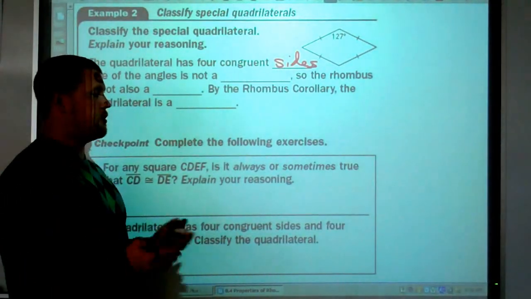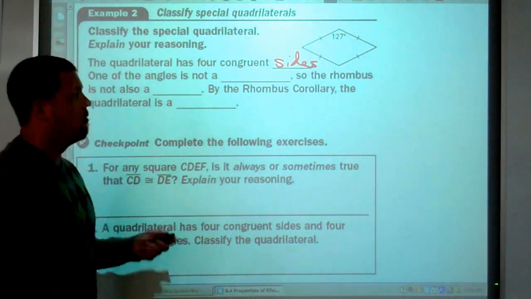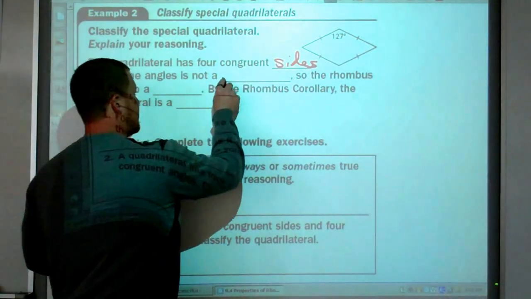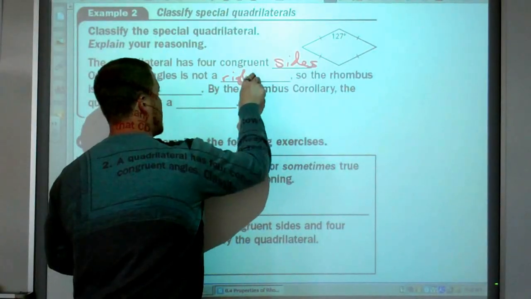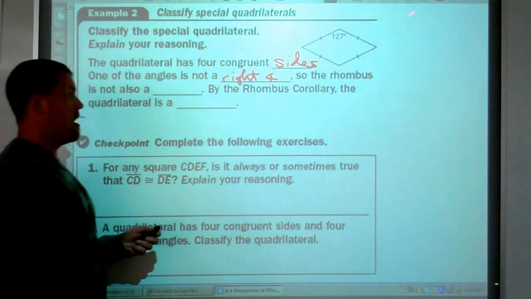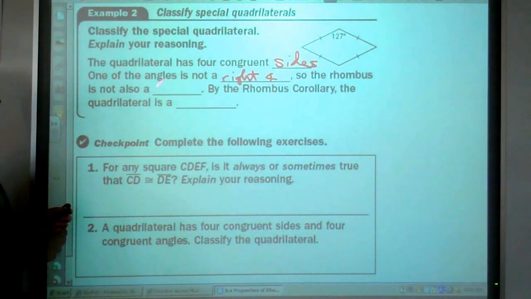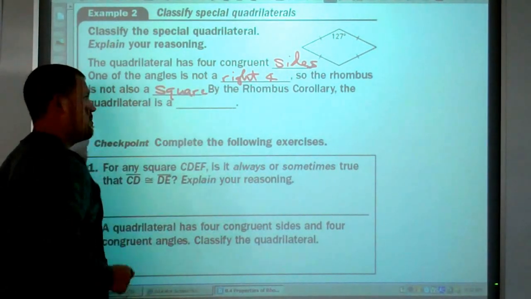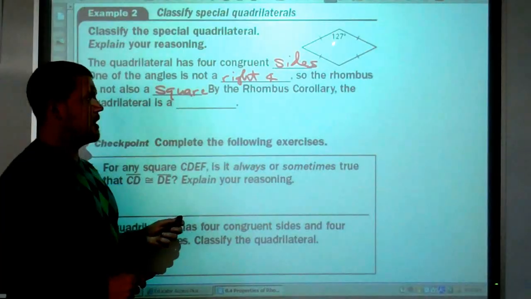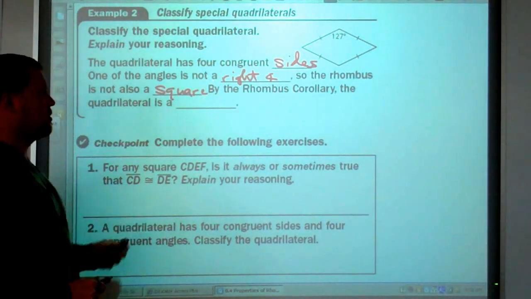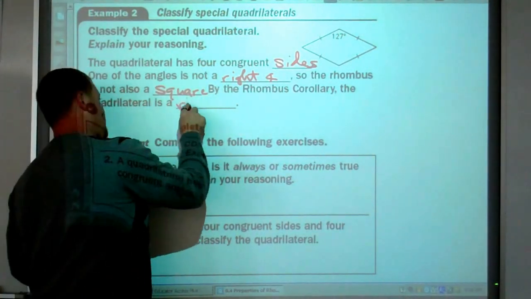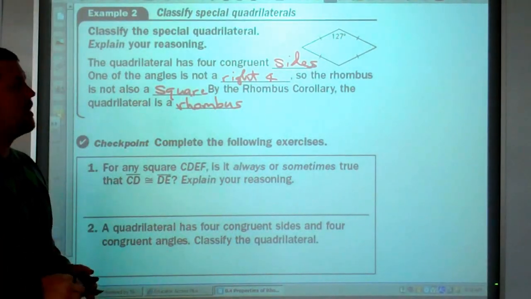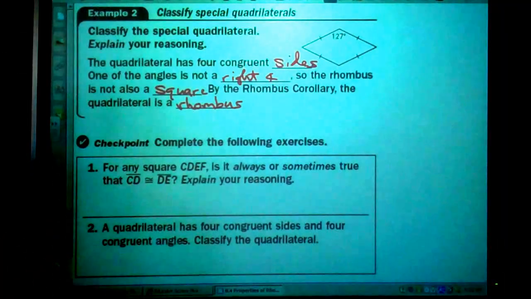Now, how do you determine if it's a rhombus or if it's a square? Well, you got to look at the angle measure. That angle, 127 degrees, is not a right angle. One of the angles is not a right angle. So the rhombus is not also a square. Because the angle is not 90 degrees, it's not the square. So it is a rhombus. Alright, so that's the thought process that has to go on in your mind, thinking about that figure. Okay?